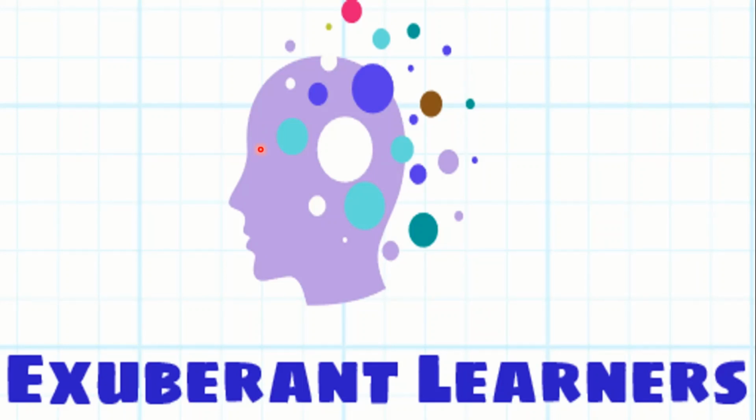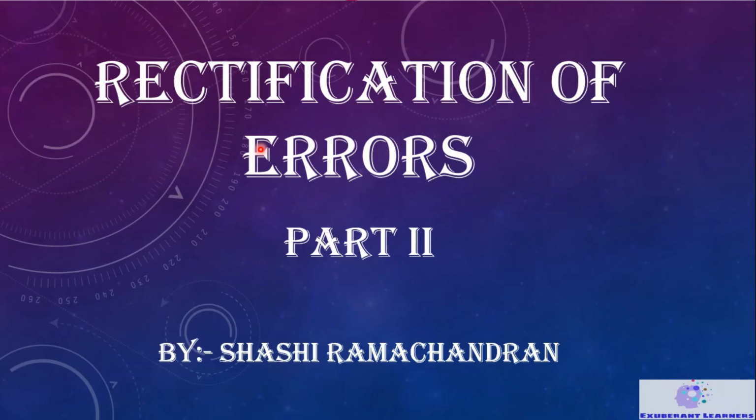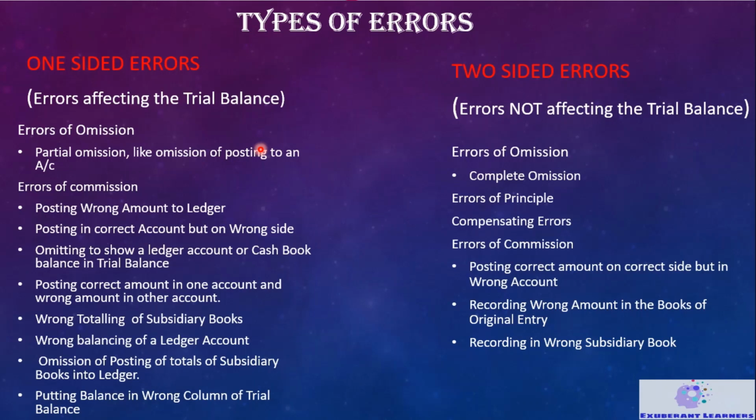I am here with the second part of the chapter Rectification of Error. The link of part 1 is in the description box. In my previous video, you have learnt about how errors occurred in books of accounts and also about different types of errors. In this video, you will learn how these errors are rectified.